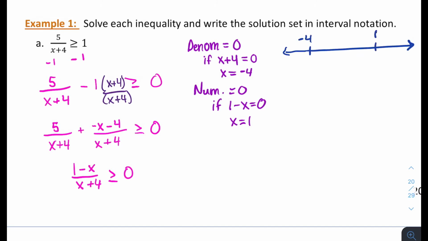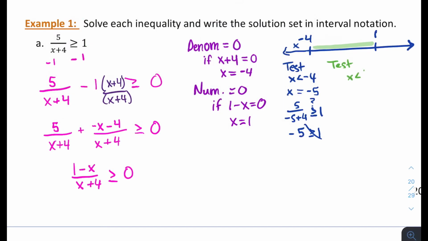So if I pick my favorite numbers that are in those three intervals, so a value that's less than negative 4, say negative 5, plug it back into my original and see if it makes that inequality true or not. That'll give me negative 5 is greater than or equal to 1, which is definitely a no, so numbers less than negative 4 do not work.